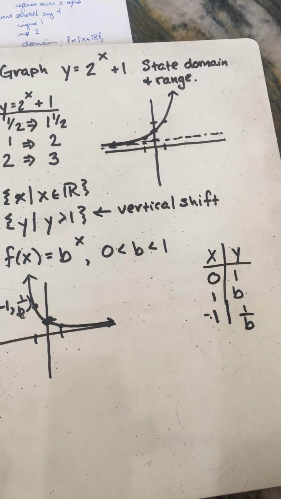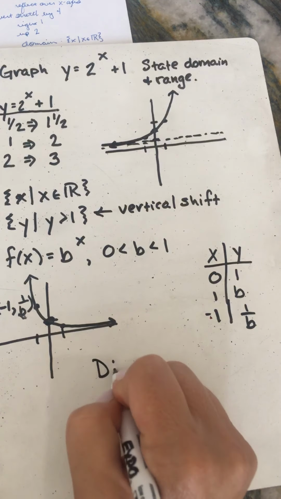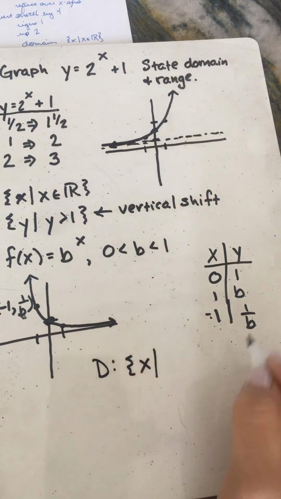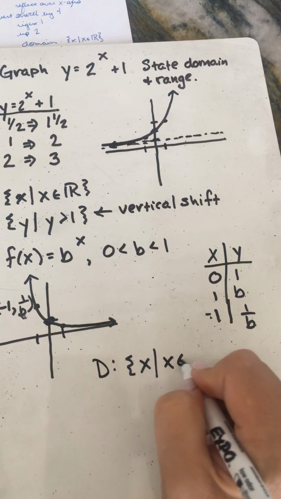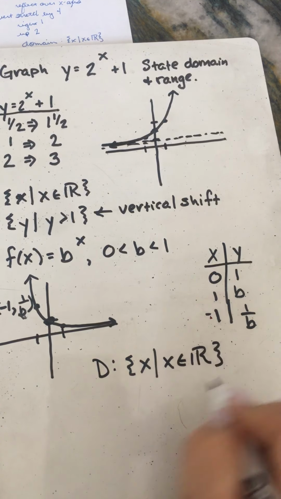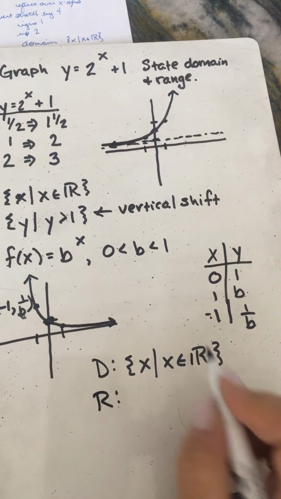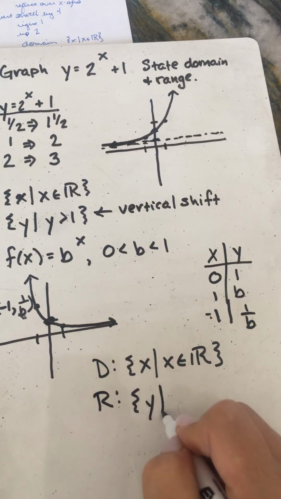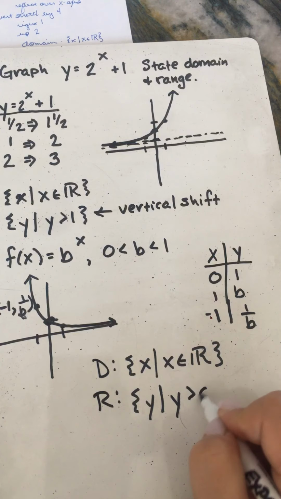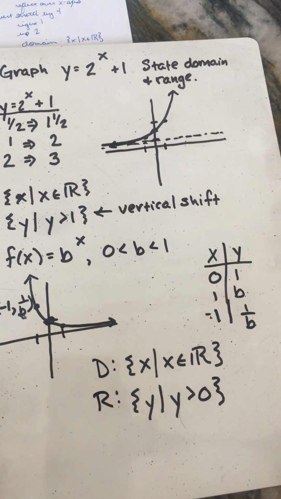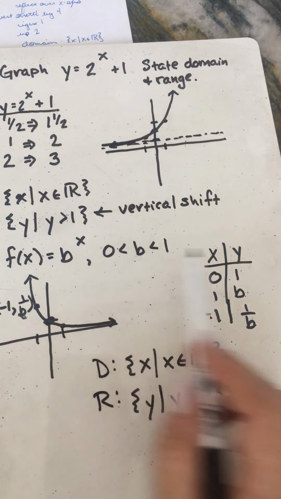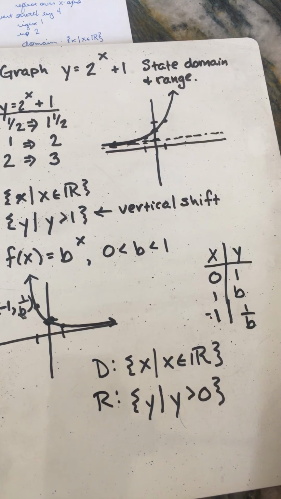Isn't that interesting? So our domain, you have x such that, again, we're not restricted, so x is an element of the reals. Your range, y, same thing. y will always be above the x-axis. So your range and domain don't change just because b is a fractional value.